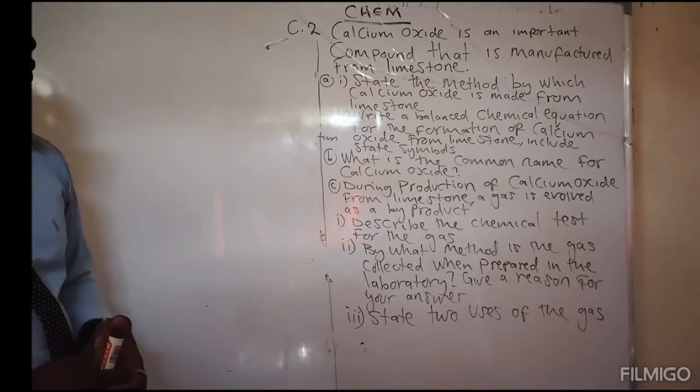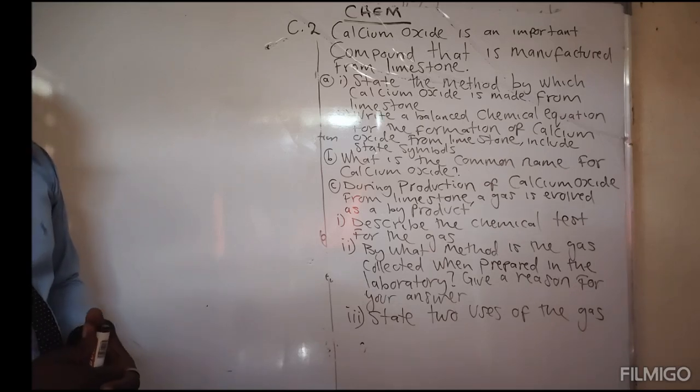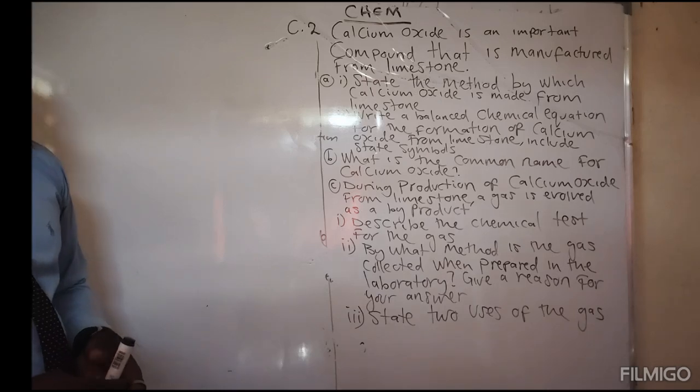C, during production of calcium oxide from limestone, a gas is evolved as a byproduct. C1, describe the chemical test for the gas. C2, by what method is the gas collected when prepared in the laboratory? Then give a reason for your answer. Then the last one, C3, state two uses of the gas.